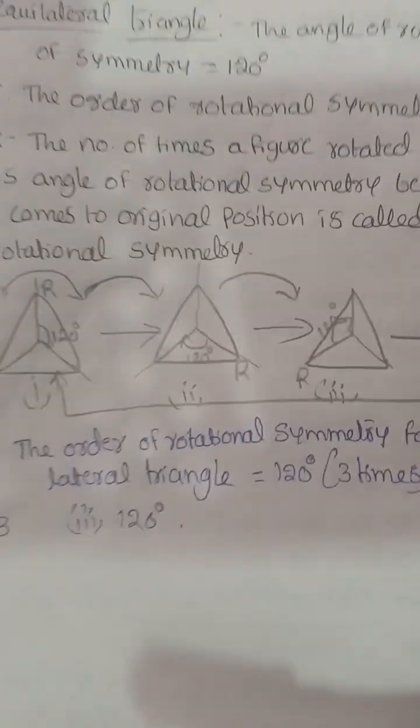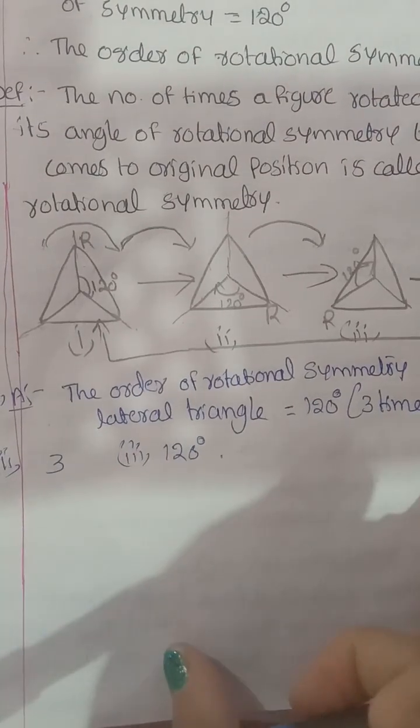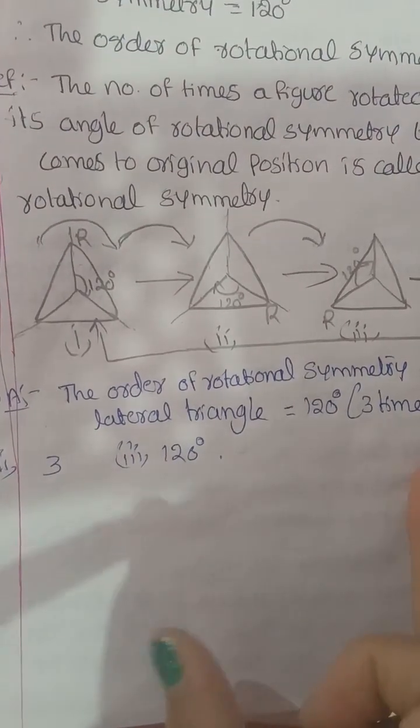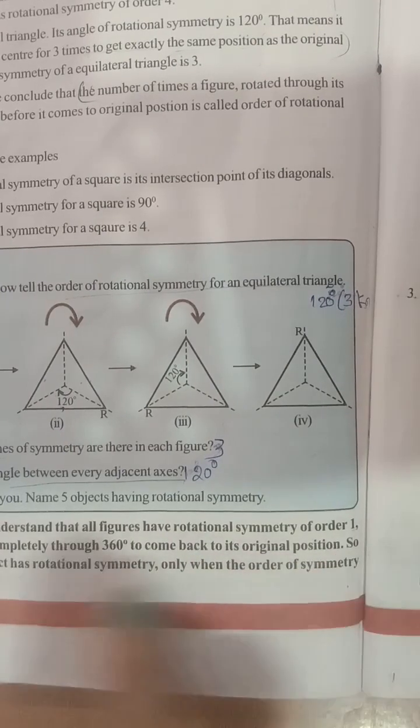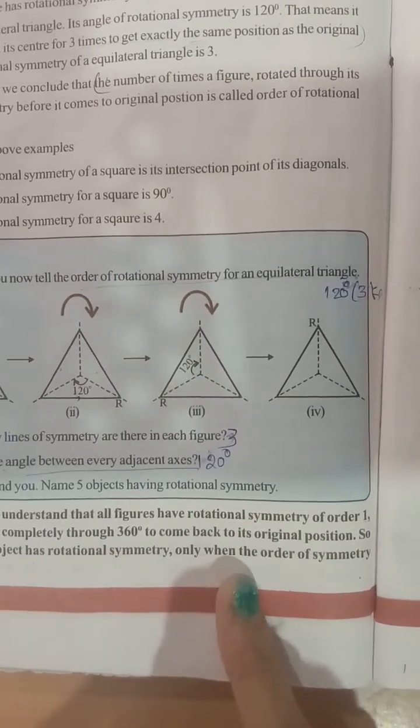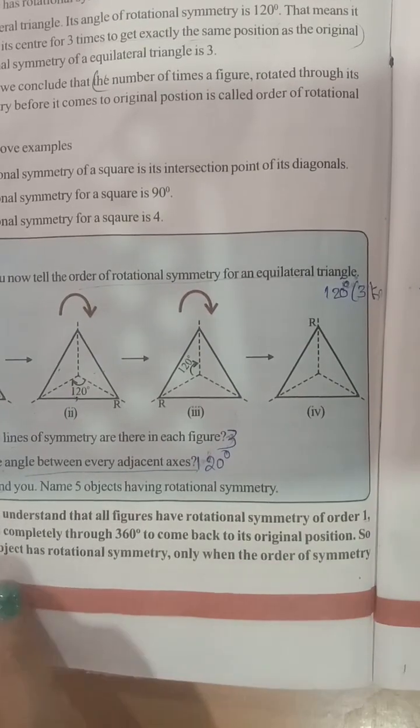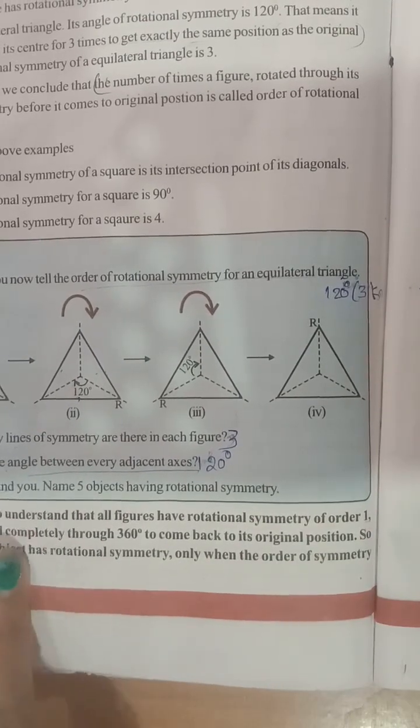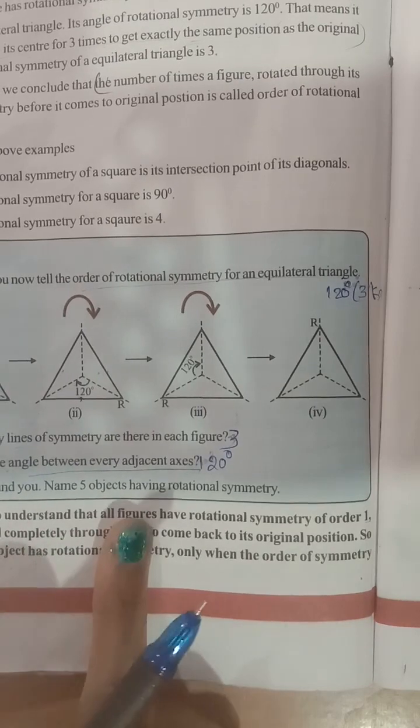What is the note? All the figures have rotational symmetry of order 1, as they can be rotated completely through 360 degrees to come back to their original position. So we can say that an object has rotational symmetry only when the order of symmetry is more than 1. It's very important, Gagan Sai.